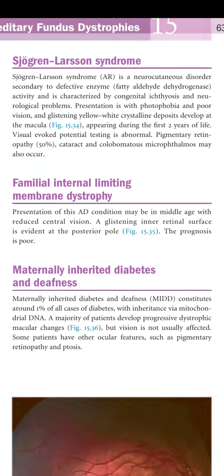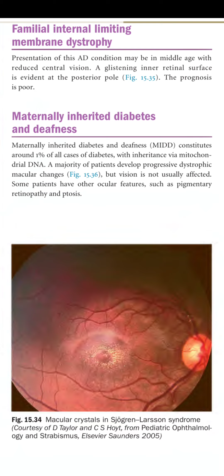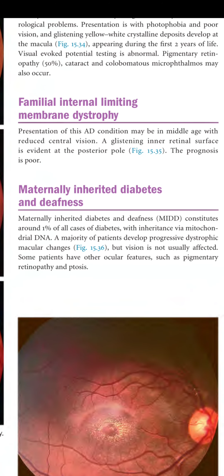Presentation is with photophobia and poor vision, and glistening yellow-white crystalline deposits develop at the macula, appearing during the first 2 years of life. Visual evoked potential testing is abnormal. Pigmentary retinopathy, cataract in 50%, and colobomatous microphthalmos may also occur. So there can be pigmentary retinopathy, cataract formation, and colobomatous microphthalmos. So let's see figure 15.34. It is showing us some macular crystals in Sjogren-Larsson syndrome.